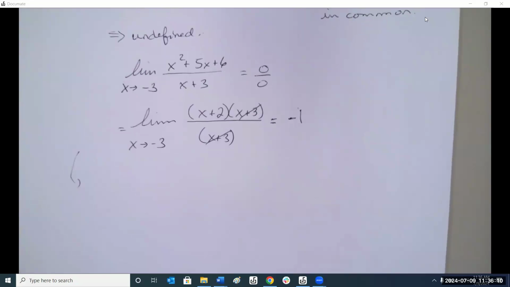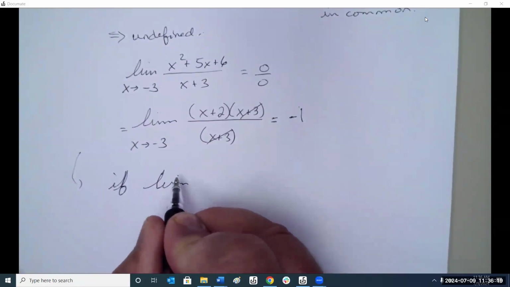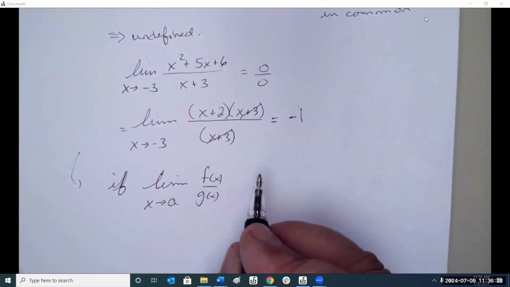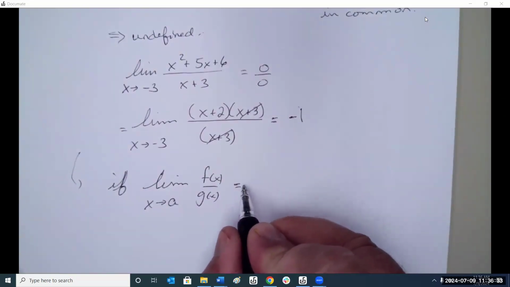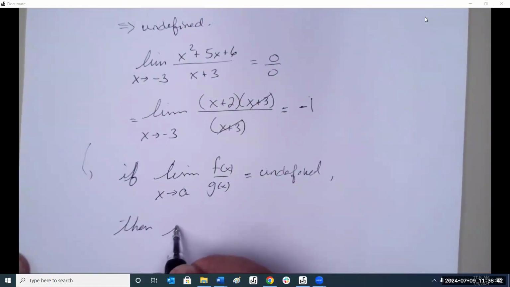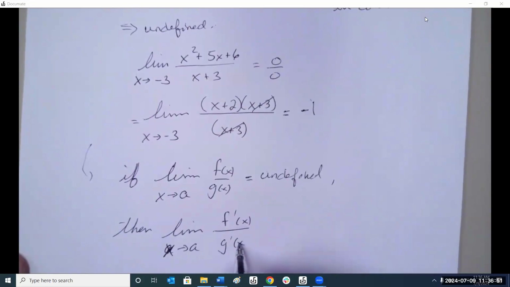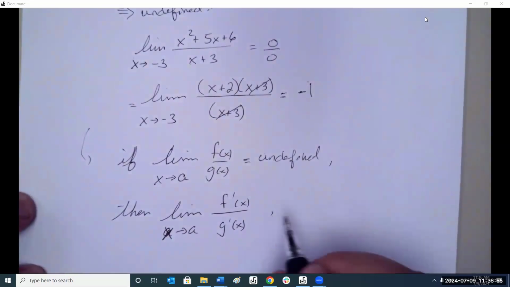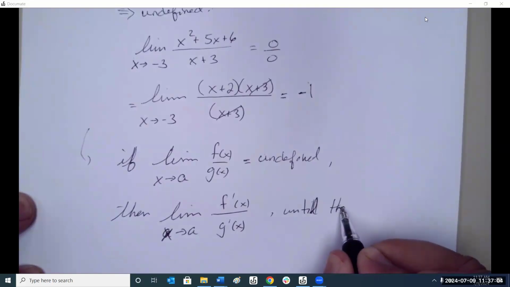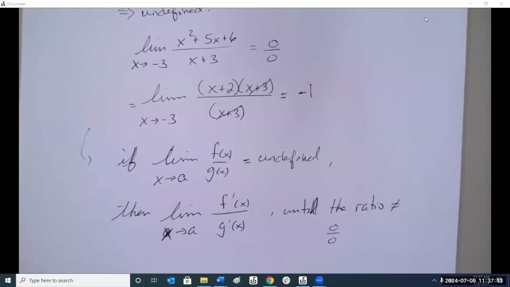But he went one step further. If the limit of a rational expression as x approaches some number a is something that's undefined, then we can take the derivatives of the top and the bottom until the ratio doesn't equal 0/0.